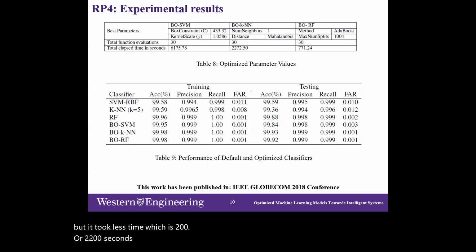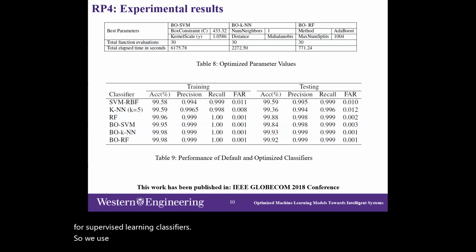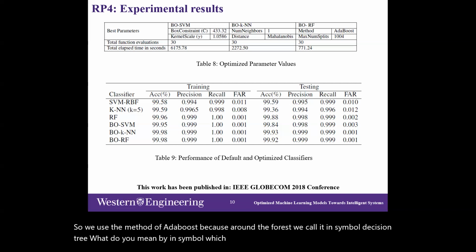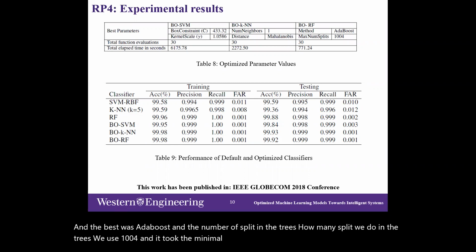Then when we optimize the random forest, which is a kind of decision tree for supervised learning classifiers, we use the AdaBoost method because random forest is what we call an ensemble decision tree. What do we mean by ensemble? It uses different decision tree techniques to get the result. We optimize the method, and the best was AdaBoost, and the number of splits in the trees. How many splits do we use? 1004, and it took the minimal time, 771 seconds, to build the model on the training data set.